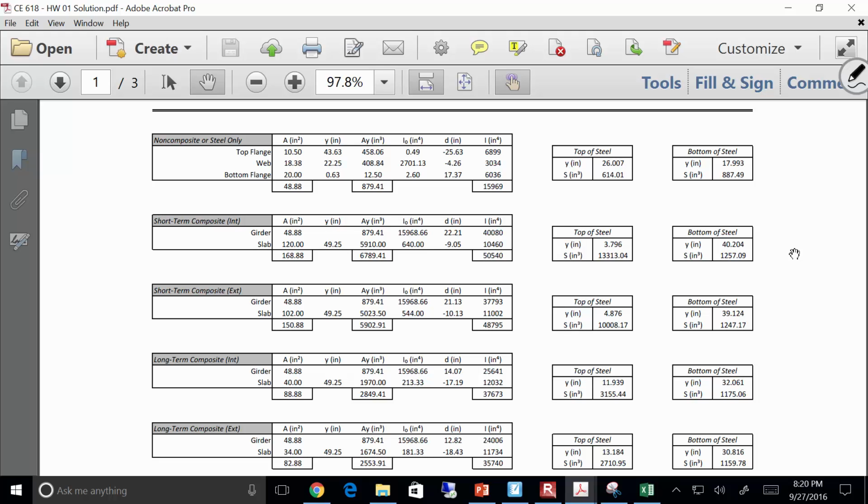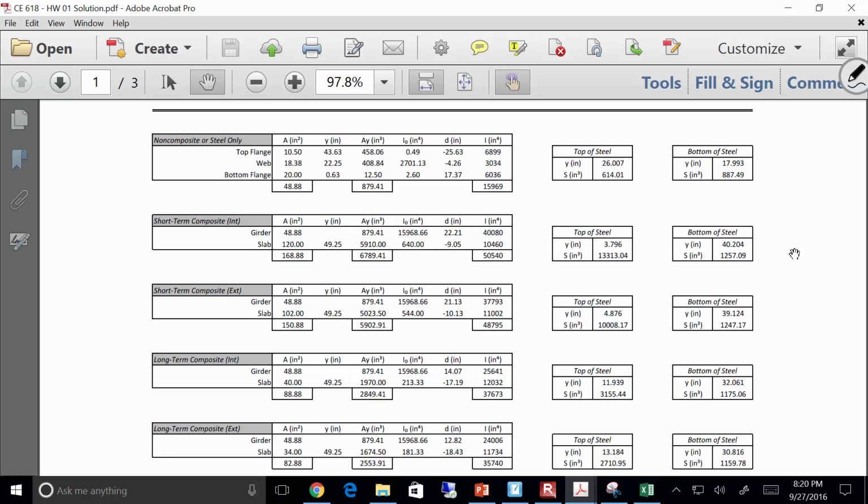If you don't believe me, you can always go back and calculate the yield moment for the top flange and see how this works. Right now, I'm just going to investigate the bottom flange. All right, so I want to query all the bottom flange section moduli for the exterior girder.